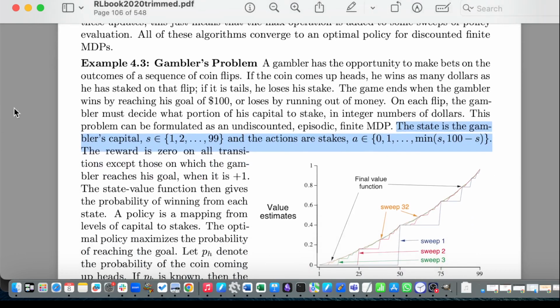Here is a description of the rewards. The reward is 0 on all transitions except those on which the gambler reaches his goal state, when it's +1. So in other words, the gambler gets a reward of +1 right when they finish. This is exactly what I was calling a prize. You get to the end, you get a one-time prize of +1. I think they said it was a free car if you reach the end.